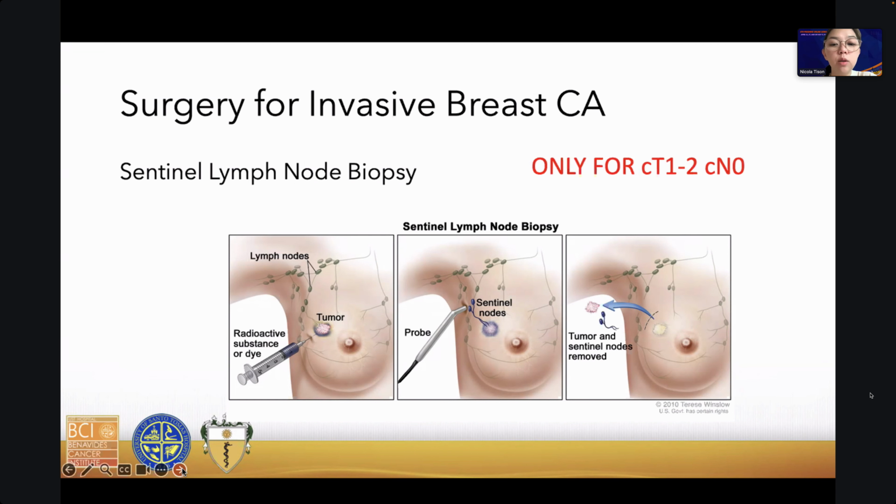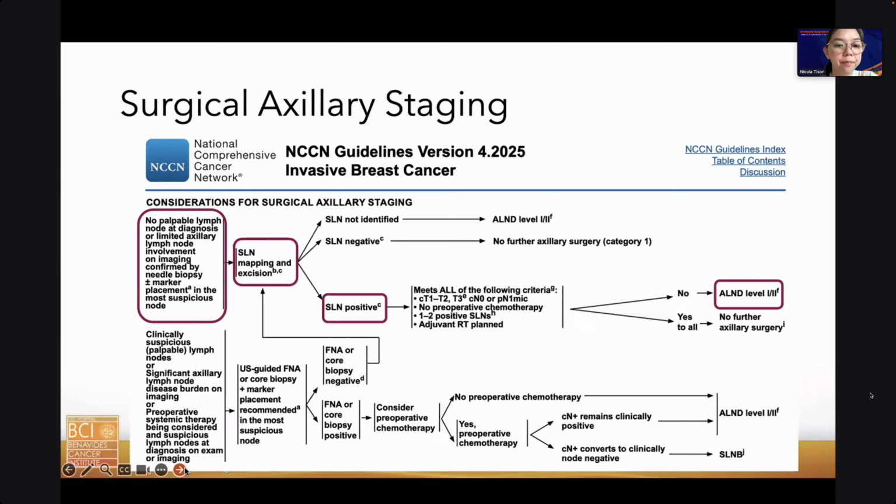Normally, we only do sentinel lymph node biopsy for patients who have tumors that are T1 to T2 and clinically node negative, meaning no clinically palpable nodes. So now we are expanding the indication for sentinel lymph node biopsy, but the data is really only very strong for these particular cases. So for your level, okay na yan. Basta sentinel lymph node biopsy, T1 to T2, clinically node negative.